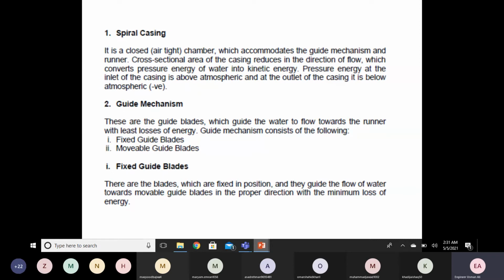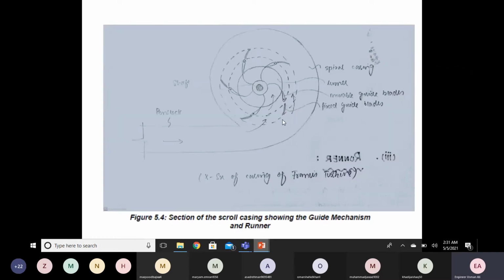तो इसलिए इनको प्रोवाइड किया जाता है ताकि लॉसेस कम से कम हो और शॉकलेस एंट्री हो जाए रनर की तरफ वाटर की. गाइड मैकेनिज्म कंसिस्ट ऑफ फॉलोइंग: फिक्स्ड गाइड ब्लेड्स एंड मूवेबल गाइड ब्लेड्स. Fixed guide blades are the ones which are fixed in position and they guide the flow of water towards the movable guide blade in proper direction with minimum loss of energy. तो यहाँ से जो है वाटर जो है गुजर के मूवेबल गाइड ब्लेड की तरफ जाएगा. तो ये सबसे पहले जो है, they are the first ones to take care of the water entering the runner.